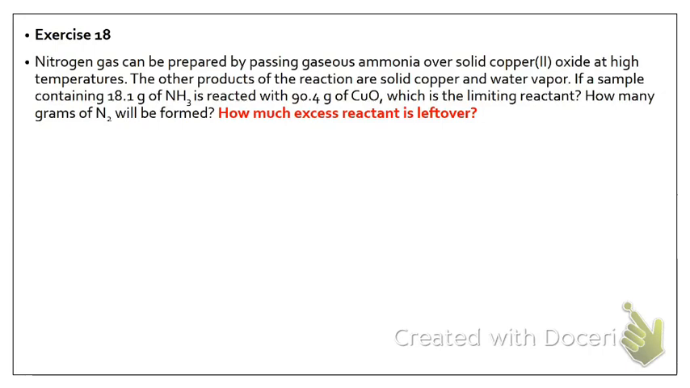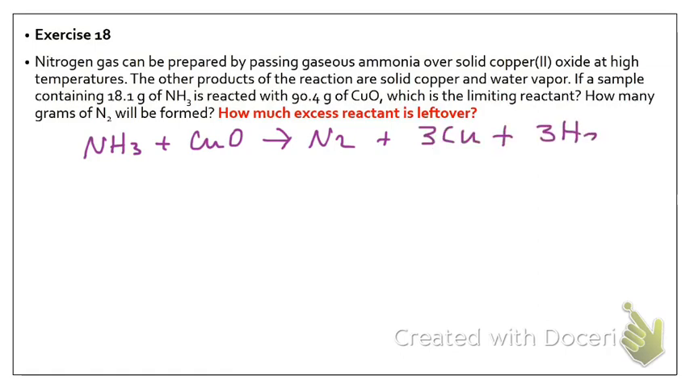So we have NH3 plus copper 2 oxide, making some nitrogen gas, some elemental copper, and some water. And I just started giving you the numbers because I copied down what I have on paper. Okay, so in the problem, they gave us that we had 18.1 grams of this and 90.4 grams of that. You don't have to write that underneath it. It just helps us keep track as we're going through.